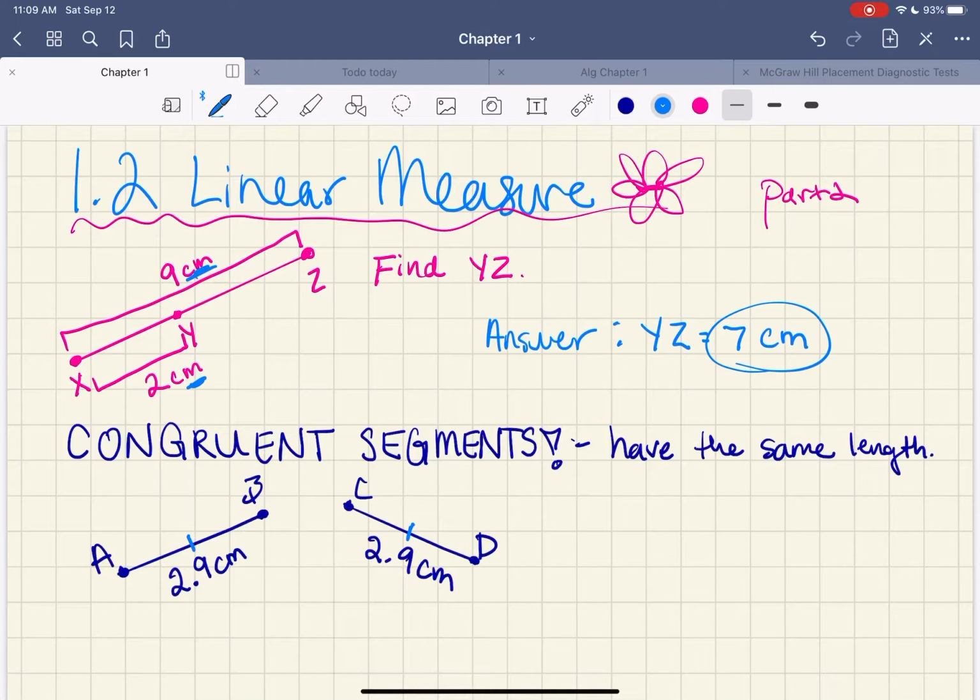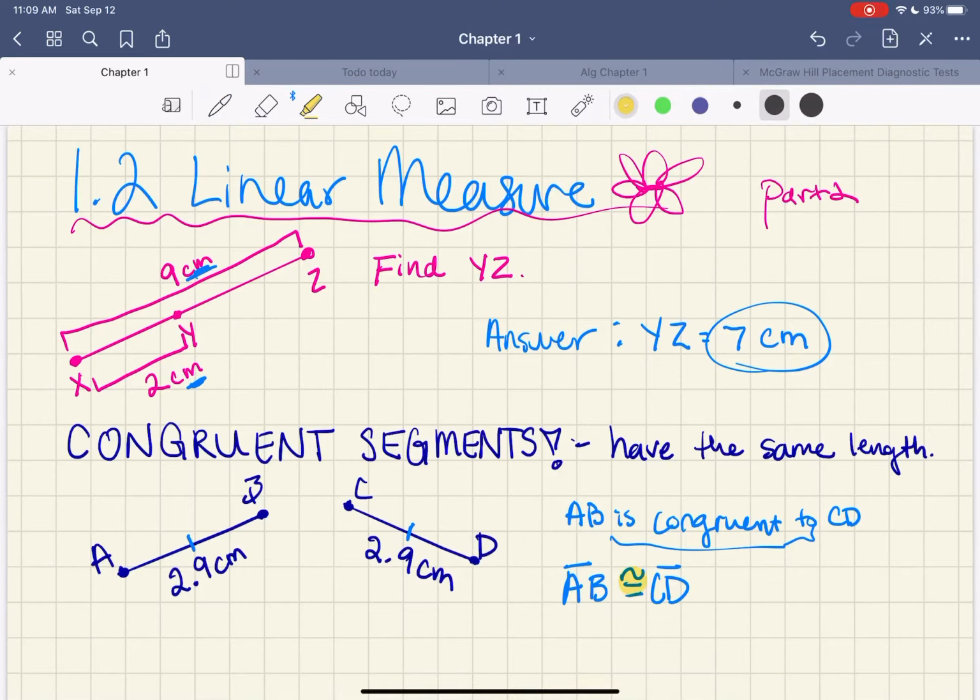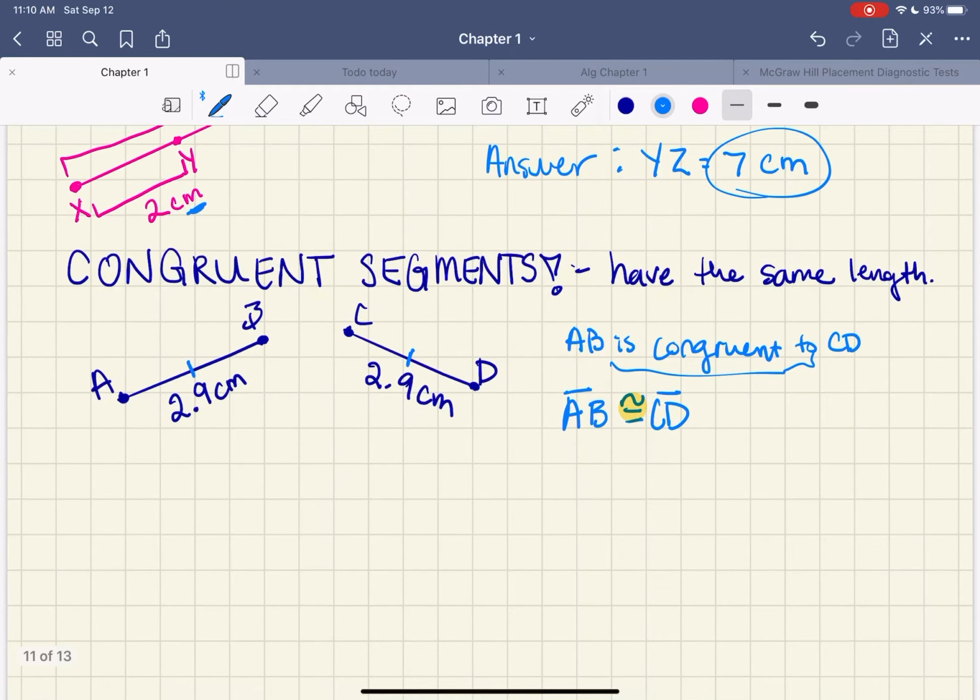And then when we are writing out AB is congruent to CD, it doesn't quite mean equals, okay? So we want to put it as AB is congruent to CD. We can put those segment dashes over there. So that is our congruence sign. It's an equal sign with a little squiggle over the top. We're going to use that a lot. That means congruent. All right.